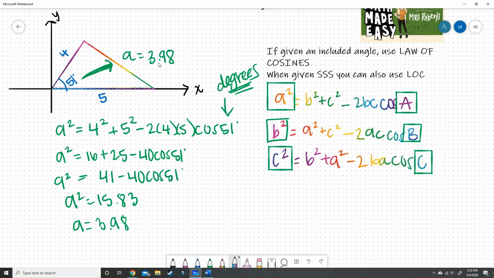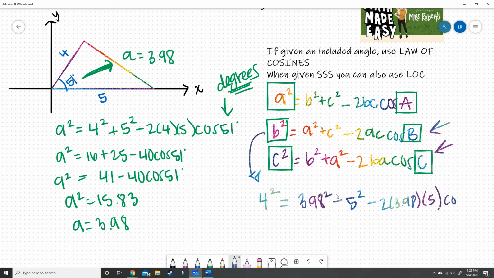Let's take any one of these formulas and let's set up what we know. So let's use this b squared one. Let's say b squared is 4 squared, and a squared is 3.98 squared plus c squared, which would be 5 squared, minus 2 times 3.98 times 5 times cosine of b. And so we are solving for the angle that is opposite of 4. We're solving for that one there.